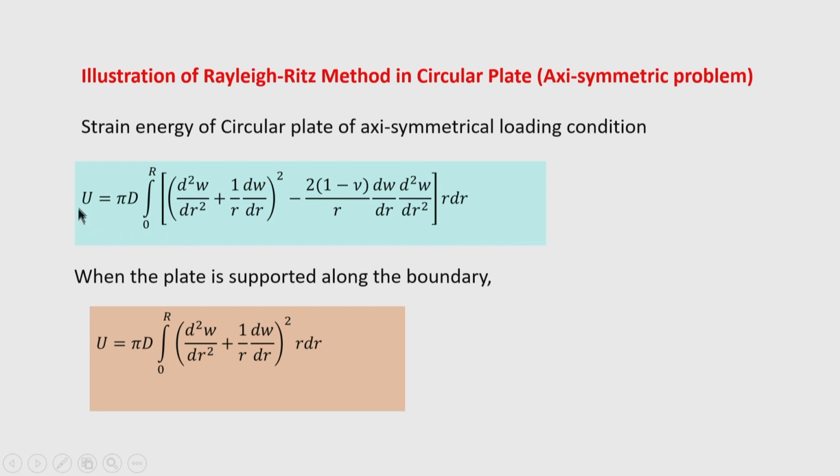Now, if I want to use the Rayleigh method for the circular plate, then again we need a strain energy expression. The strain energy expression for the circular plate is given as U equal to pi D integration 0 to R, where capital R is the radius of the circle, of (d square w by d r square, that is the second derivative of w, plus 1 by r dw by dr) whole square, minus 2 into (1 minus mu) divided by r dw by dr into d square w by d r square, r dr. Now, you can see this is the strain energy expression of the plate in circular shape.